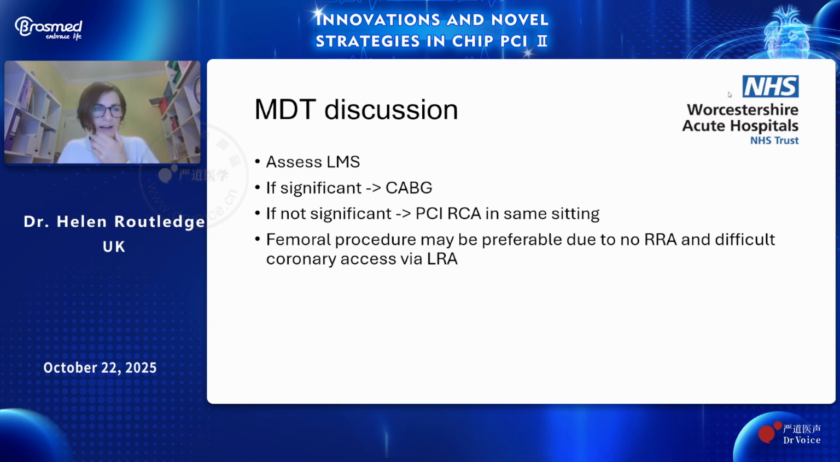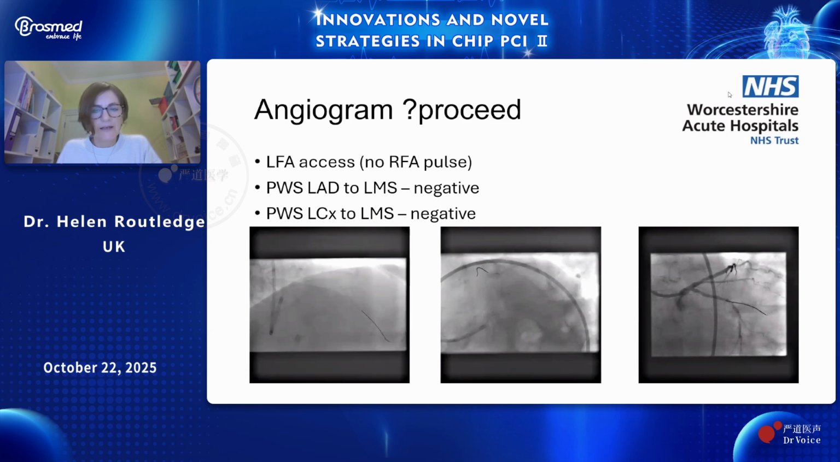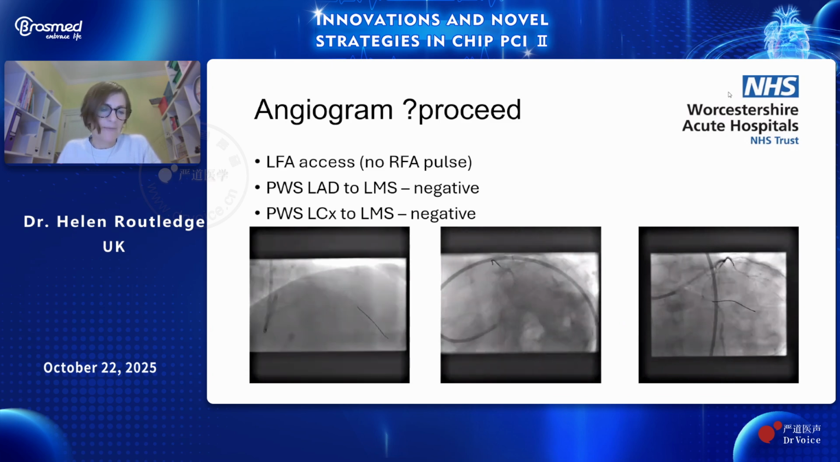So we discussed her in our heart team meeting and decided we should assess the left main stem to see if it was significant. If it was significant, then probably she should have bypass surgery. But if it wasn't significant, then we would go on and do the right coronary artery restenosis angioplasty. We all felt that a femoral procedure in this case might be preferable because no right radial, and from the left radial, it was all difficult to access. So she came on a list for a pressure wire, and then to proceed if this was negative.